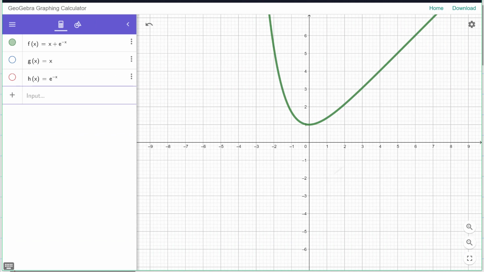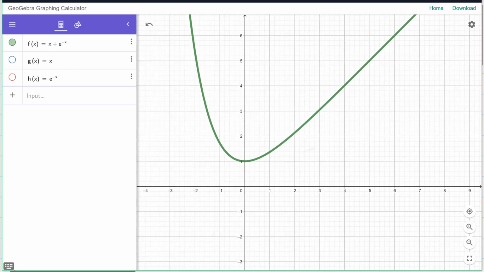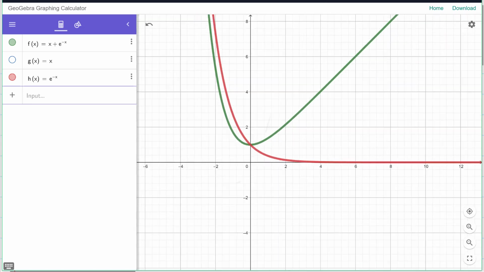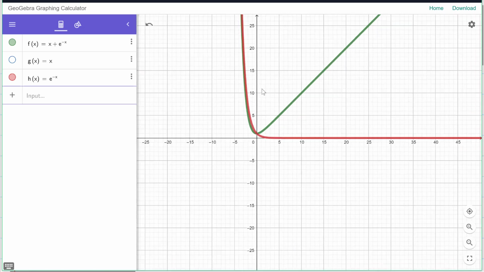So this is the graph of x plus e to the negative x. And as you can see, it doesn't really look like anything we're too familiar with. Now I'm going to zoom in a bit, and I'm going to graph e to the negative x. Just looking at these two graphs, you see that they don't look very similar. However, as I zoom out, we see that the left end behavior model, which is here, starts to look very similar.